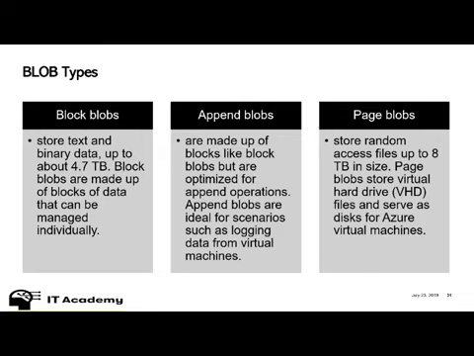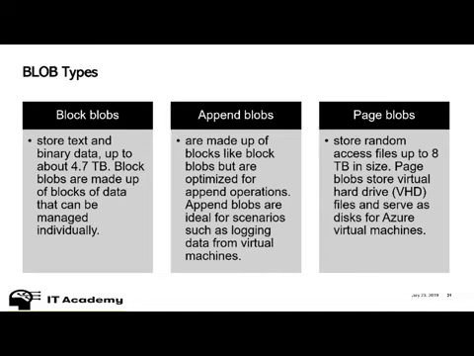Azure Blob Storage allows us to create three types of blob. We have block blobs that are used to store binary data and text data. We can store up to 4.7 terabytes of data in block blob storage. Block blobs are made up of blocks of data that can be managed individually.